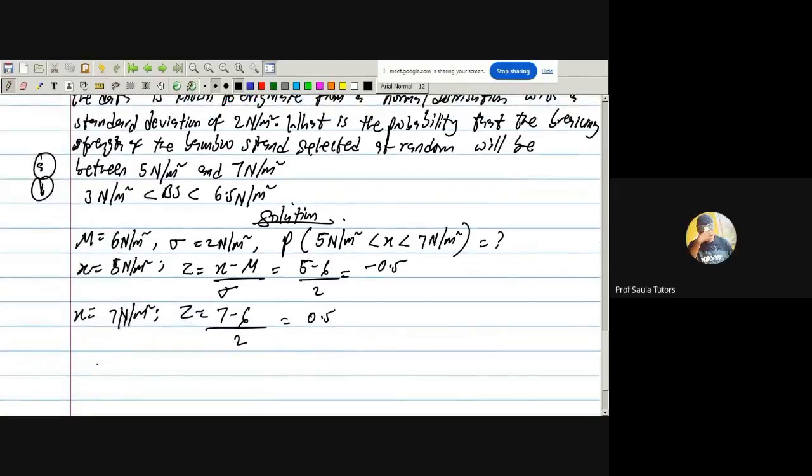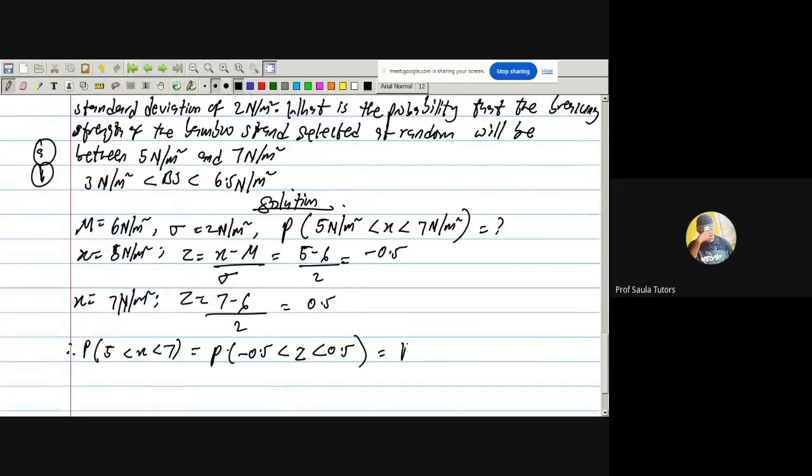So the probability we are finding, 5 less than x less than 7, is the probability of minus 0.5 less than Z less than 0.5. What we now do is this: the probability of Z less than 0.5 minus the probability of Z less than minus 0.5.